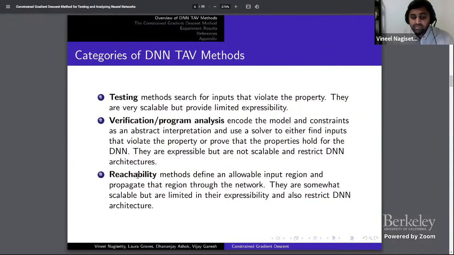They are somewhat more scalable than verification program analysis-based methods, but they are limited in their expressibility, and they also restrict the type of DNN architectures used. Depending on the tool, they are sound, and depending on the tool, they can be complete.